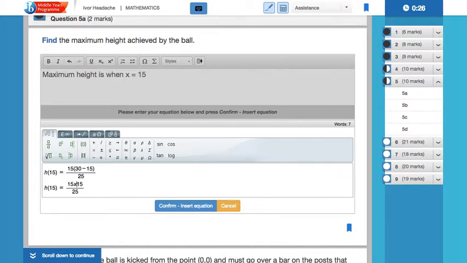That doesn't look very good with a cross there, so I think I'll just change that for a proper multiplication sign. 15 times 15 over 25. And then I can get my calculator onto that now. So I'll insert that equation.